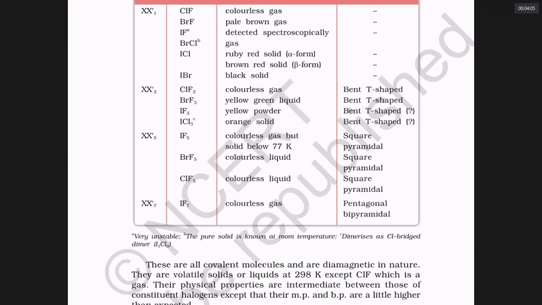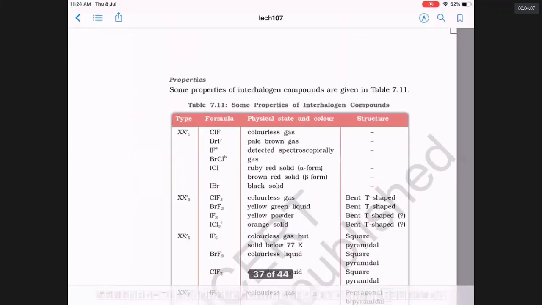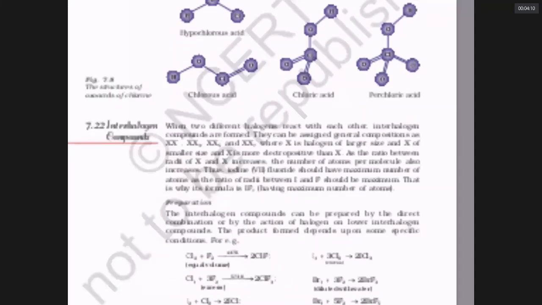Are we very clear about their shapes, sir? Hello? Yes. Thank you very much for seeing their shapes.